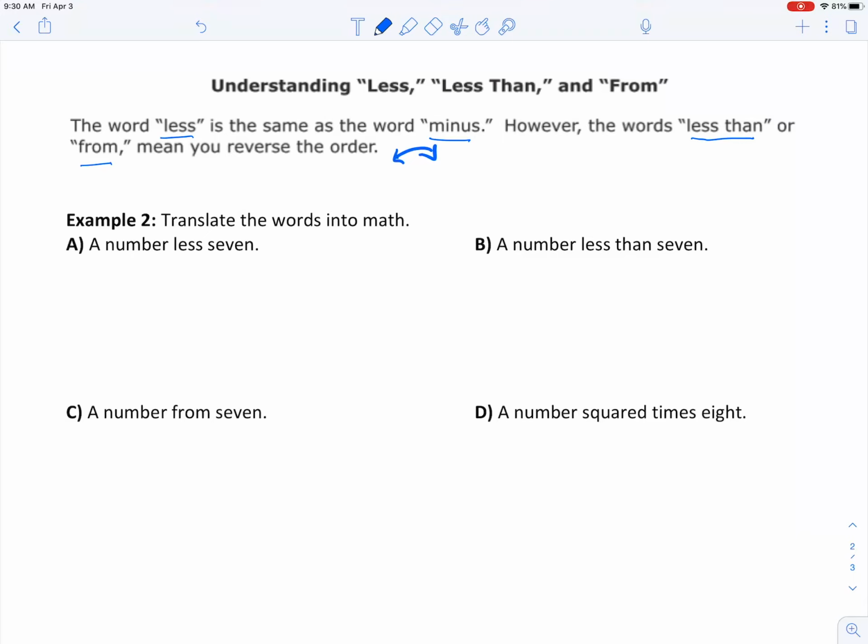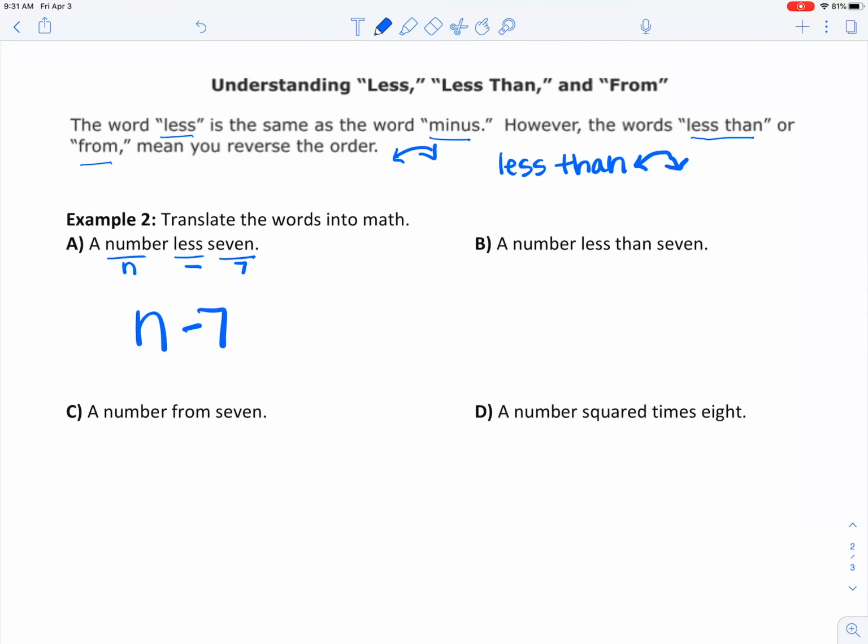Example 2 says translate the words into math. Letter A, a number less 7. Okay, so I know that a number is n, and we know that 7 is that number 7. Now, less means subtract. Less is different than less than. The word less than is that turnaround word. If you see just the word less like we see here, you don't have to turn it around. So this one is n minus 7.